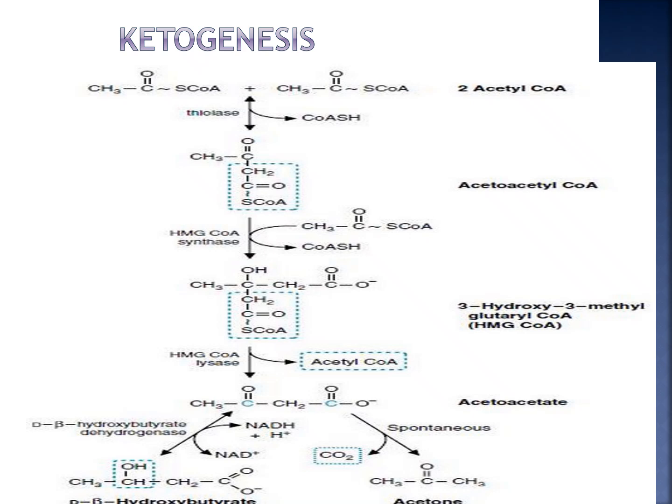This formed HMG-CoA, in the presence of the enzyme HMG-CoA lyase, forms acetoacetate, and one molecule of acetyl-CoA is released. This formed acetoacetate is the primary ketone body. From this acetoacetate, both beta hydroxybutyrate and acetone are synthesized. Acetone is synthesized by a spontaneous decarboxylation reaction. So here, this formed acetone is exhaled through the breath.